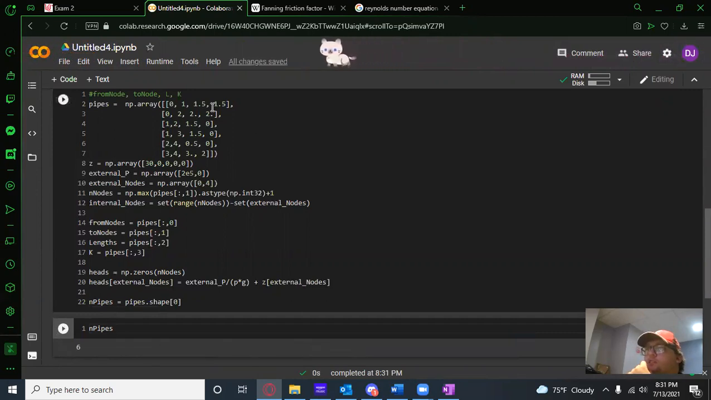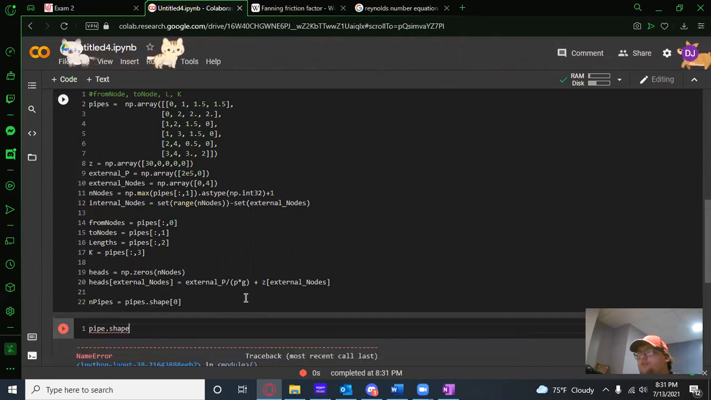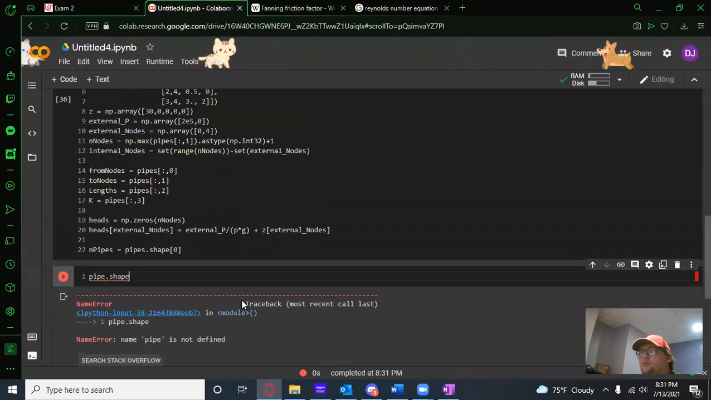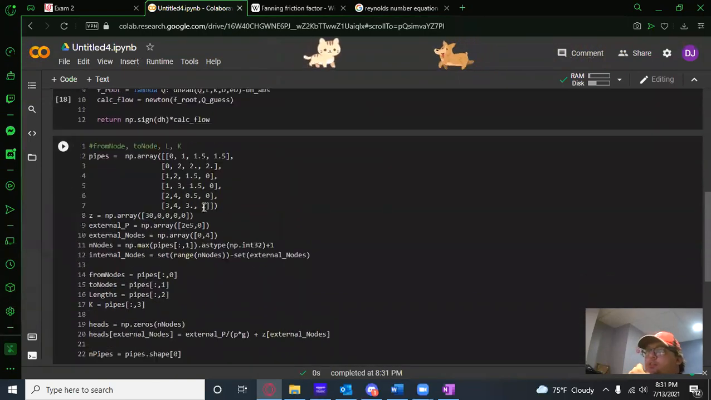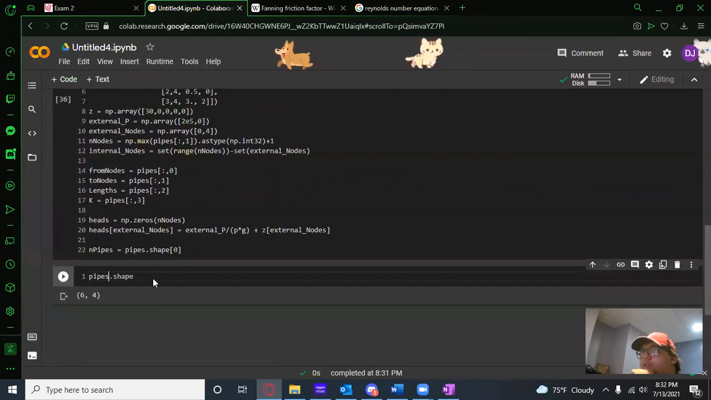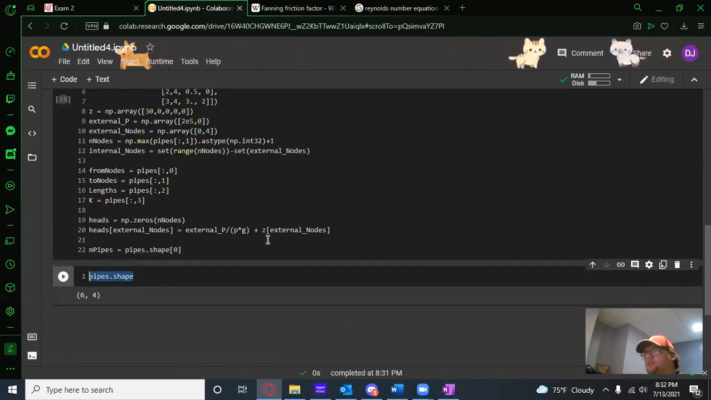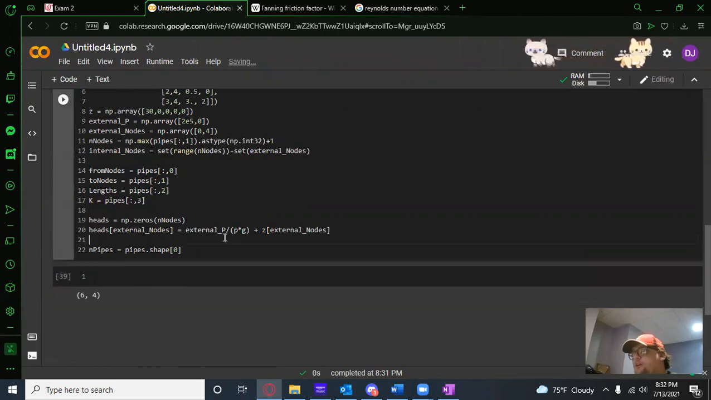So number of pipes. So we have 6 pipes, 1, 2, 3, 4, 5, 6. And all pipes.shape does is look at the shape of the array. Help if I could spell. All right, so you can see we have 6 arrays, and each array has 4 elements. So if we take the first one, 6 arrays, that's what the 0 is for. So now we have the number of pipes.